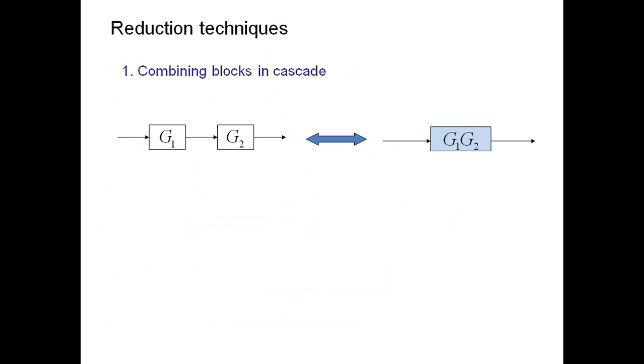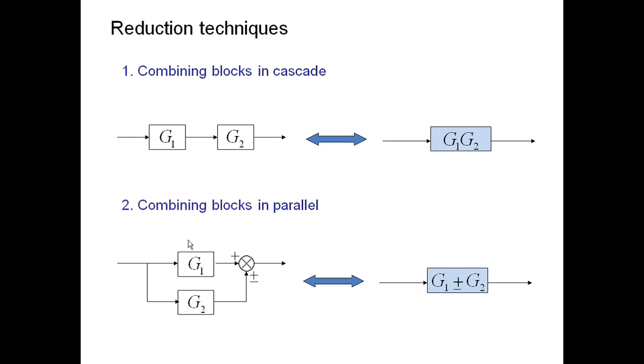Next are the reduction techniques, which are very important for block reduction problems. Here two blocks are connected in cascade. So the resultant or simplified representation is nothing but G1 into G2. If two blocks are connected in parallel, then the simplified block diagram representation is G1 plus or minus G2.